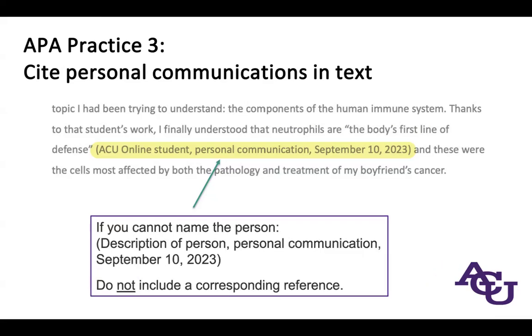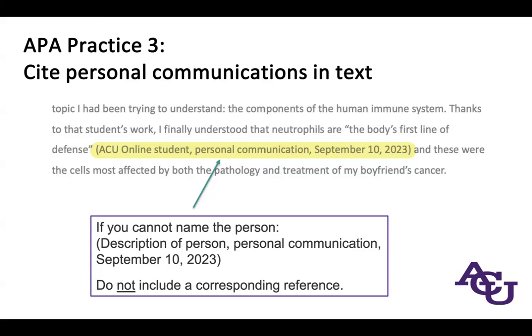So, as you also probably noticed in my example anecdote, I was talking about a student. I did not use a first name and last initial in my citation. This was for reasons of confidentiality, which Basil touched on earlier. I can't tell you the name of the student I was working with, and they did not give me permission to cite them. Since I couldn't name the student, I put a really short description of who they were in my citation. I wrote ACU online student, personal communication, September 10th, 2023.